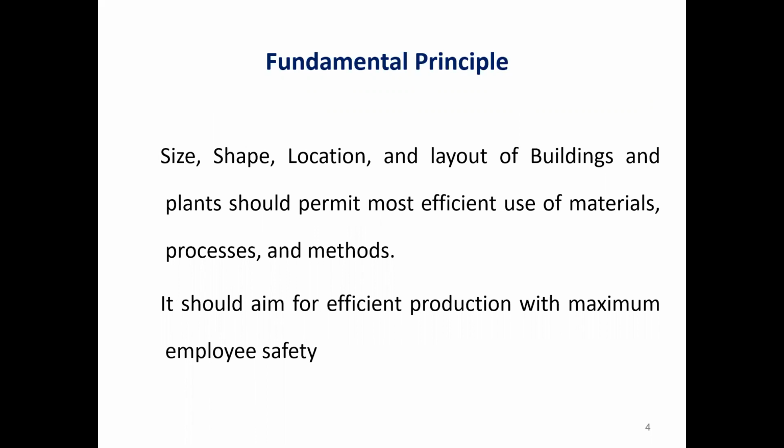So what are the fundamental principles for this plant layout? We know that the size, shape, location and layout of the building are important. The plant should permit the most efficient use of materials, process and methods. It should aim for efficient production with maximum employee safety. So again, we are focusing on the safety of the personnel first, and then we design the optimum plant layout that way. Efficient production is the management objective, and safety of employees is another main objective. On the basis of parameters like the size, shape, location and layout of the building, we can decide what exactly the plant layout would be. Other parameters like material, process and methods are also to be included in designing the plant layout.